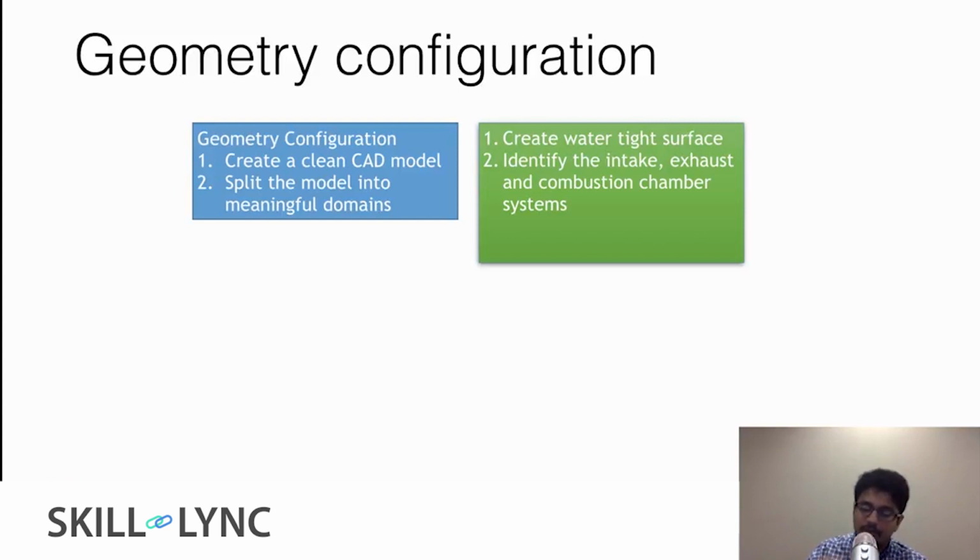Your surface or your geometry cannot have holes in it, it cannot have intersecting regions. If you have them, then the meshing process is not going to work. The second thing is you need to identify the intake, exhaust, and combustion chamber systems.